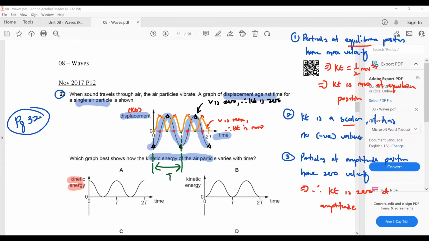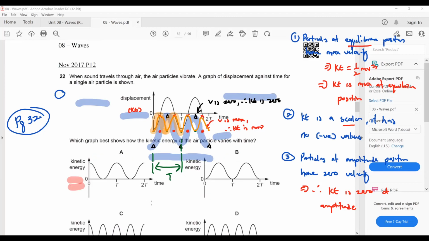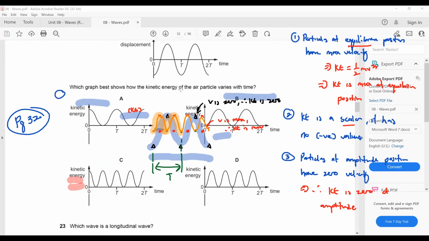Okay, notice that in one period you have two bumps. You have these two bumps here. 1, 2. The two bumps upwards. All right. So the only one that shows you a shape that looks like this that has two bumps within a period is D. Okay.